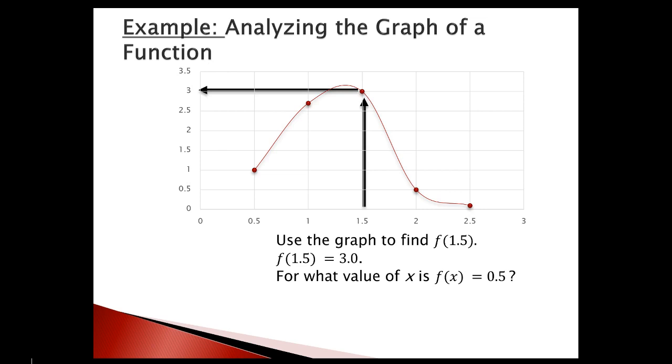Now, for what value of x is f of x equals 0.5? Now 0.5 is the value of y. So here we have y equals 0.5. And on the graph we can see 0.5 is related to 2. So we know that f of 2 is equal to 0.5. So the value of x is equal to 2.